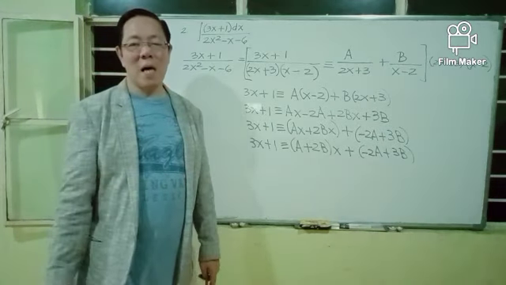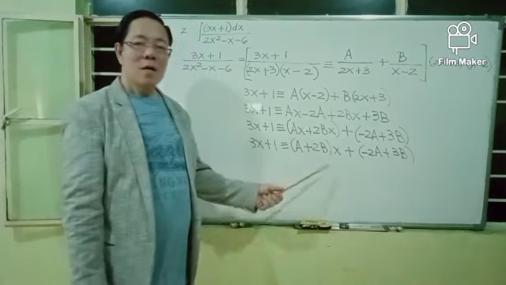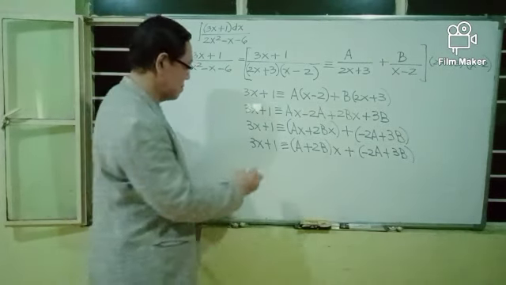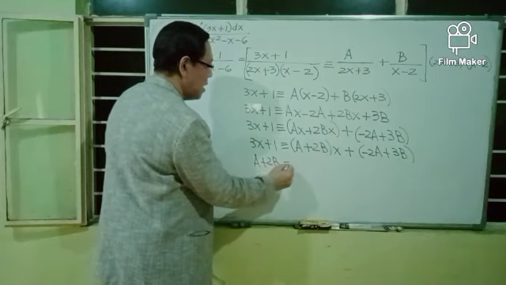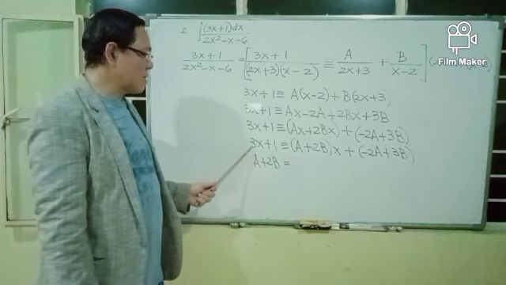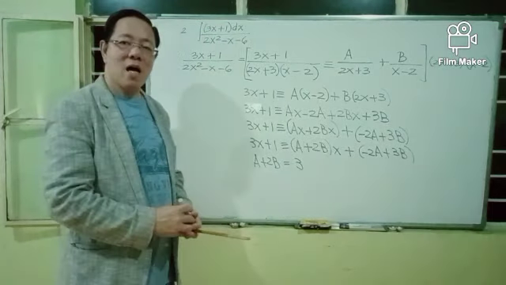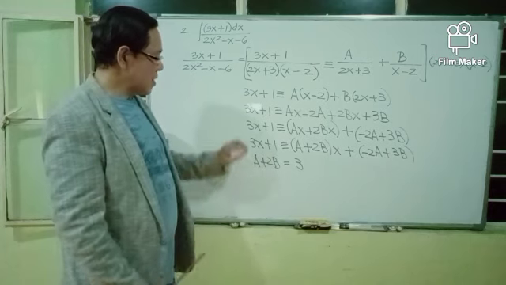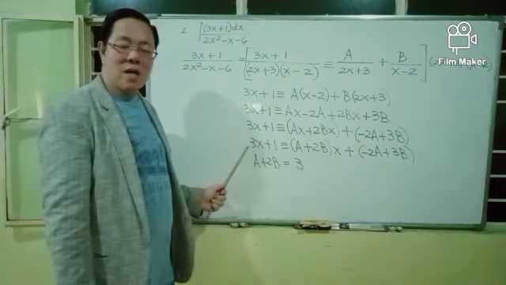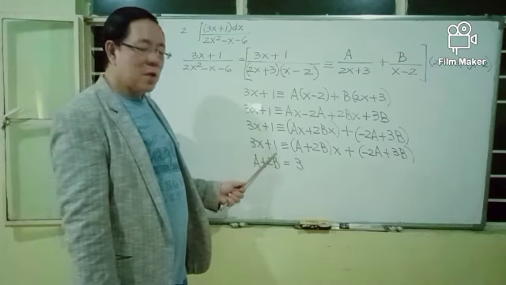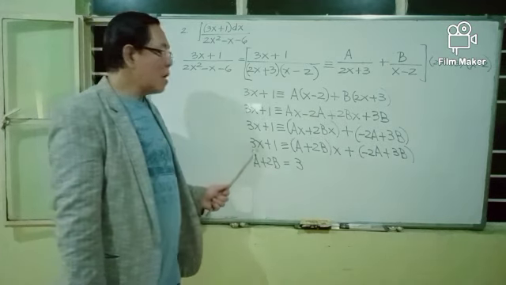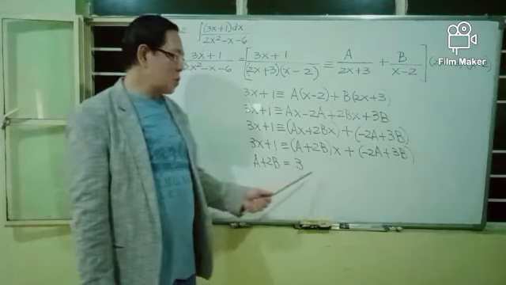After factoring out the common factor, we now equate the coefficients of the variables at the right-hand side to the coefficient of the same variable at the left-hand side. At the right-hand side, the coefficient of x is a plus 2b. And we equate this coefficient of x at the right-hand side to the coefficient of x at the left-hand side. The coefficient of x at the left-hand side is 3. Now, if the left-hand side has no term containing x, for instance, the left-hand side is only 1, you will equate a plus 2b to 0, because you can always add 0x at the left-hand side and it has no effect on the constant term. But there is a term containing x at the left-hand side with coefficient 3. So we equate a plus 2b, the coefficient of x at the right-hand side, to 3, the coefficient of x at the left-hand side.